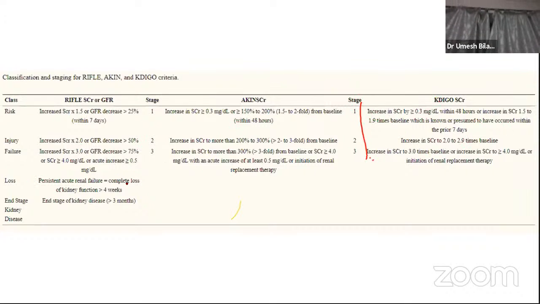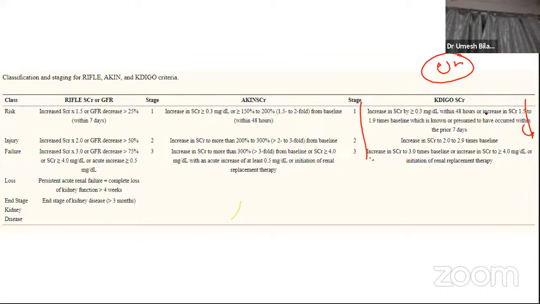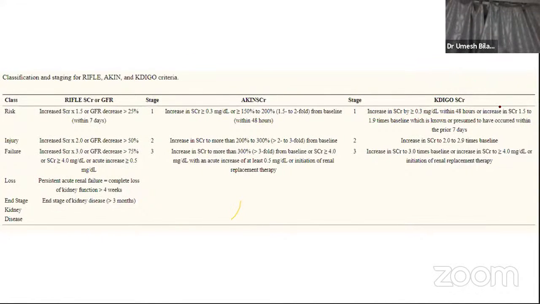Apart from that, this KDIGO score also has urine output. I did not put the table here; I'll give the table later. Along with the creatinine level, there is also a urine output criterion.